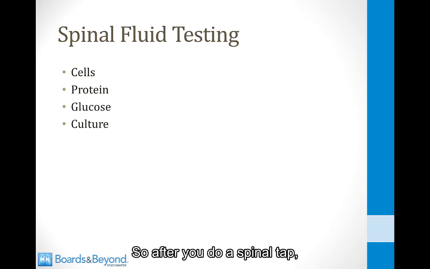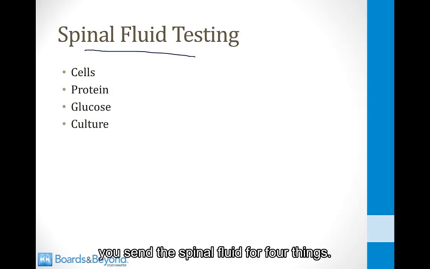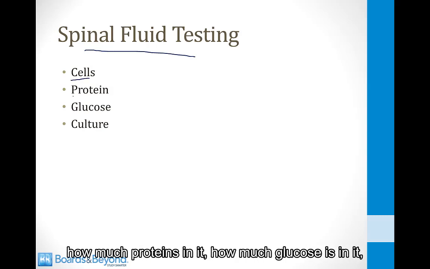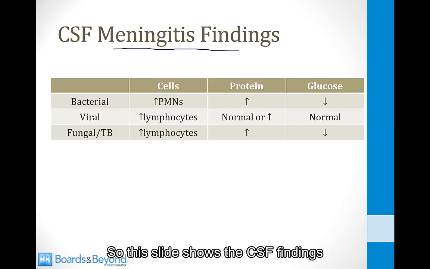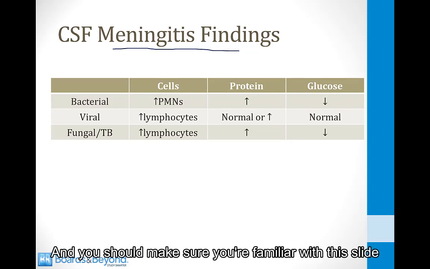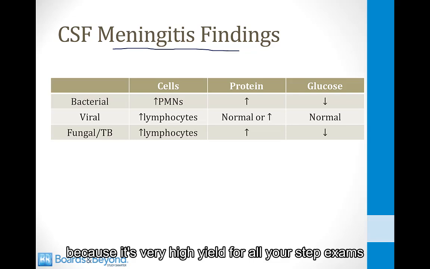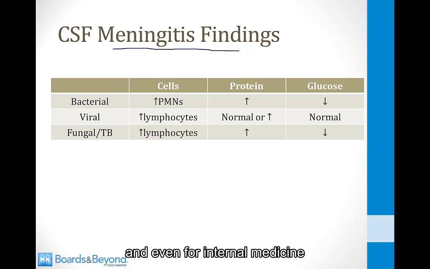So after you do a spinal tap, you send the spinal fluid for four things. You want to know what cells are in it, how much protein's in it, how much glucose is in it, and then you want it to be sent for a culture. But of course the culture will take a couple of days to come back. So this slide shows the CSF findings in different types of meningitis, and you should make sure you're familiar with this slide because it's very high yield for all your step exams and even for internal medicine and emergency medicine boards.